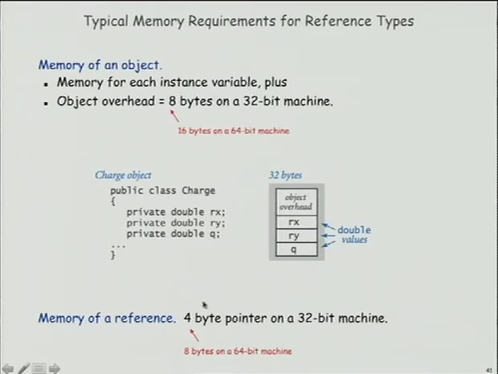The other thing to remember is that a reference to an object is a 4-byte pointer. Also note that I've listed there it's a 32-bit machine. So remember, you probably haven't done that. We have different architectures for machines. We have what we would call 32-bit machines. That is, our data bus is 32 bits wide.